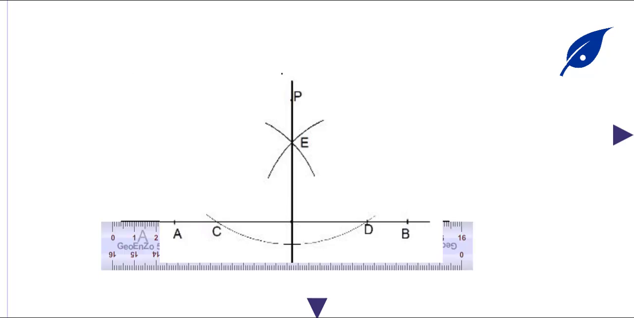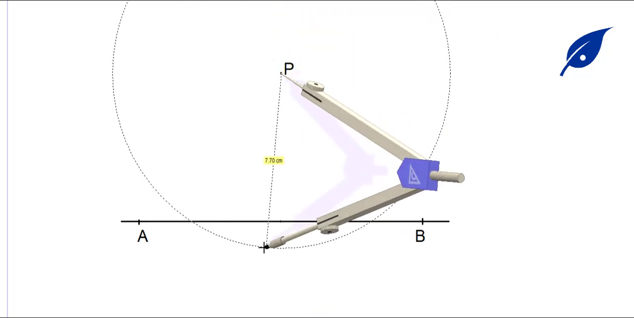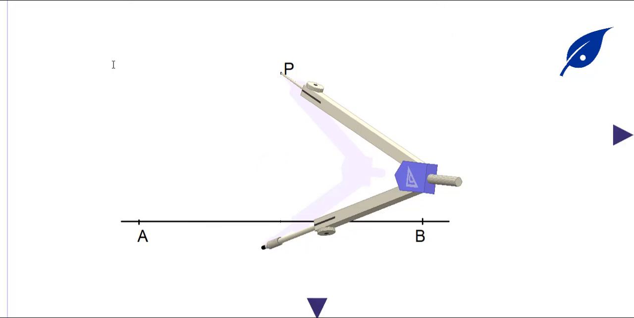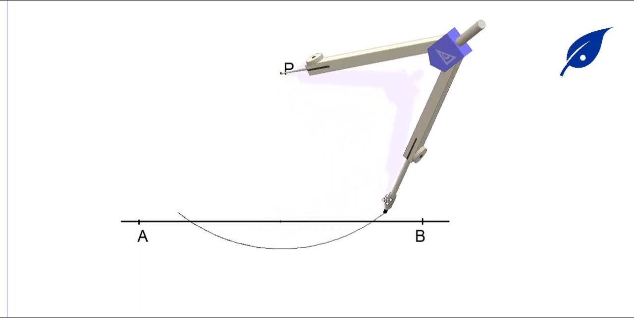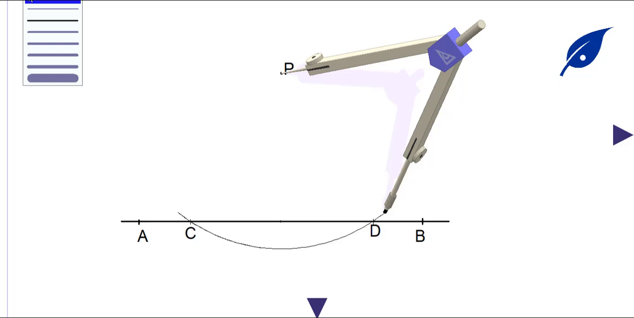In this one, we'll draw a horizontal line AB and we'll have point P above the line AB. We'll set the compass to a suitable radius with the center at P, and draw an arc which will touch the line AB to form the points C and D on the line AB. So we have the points C and D.